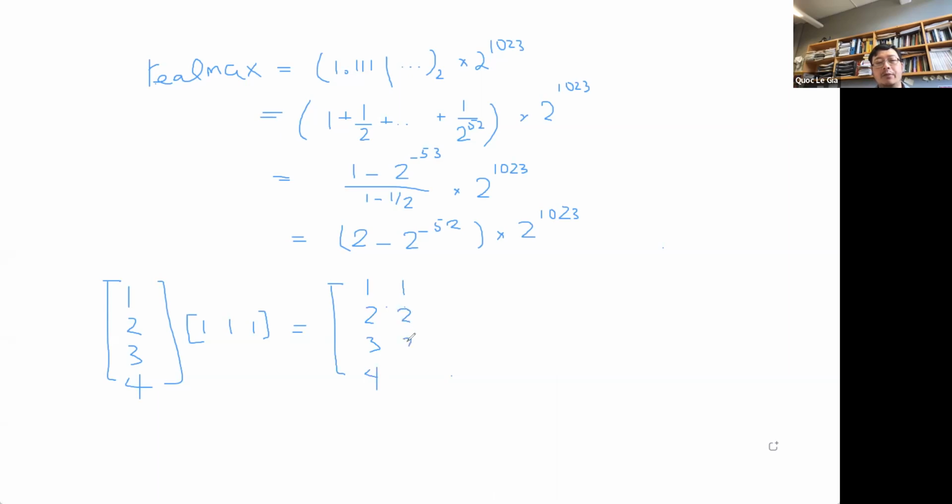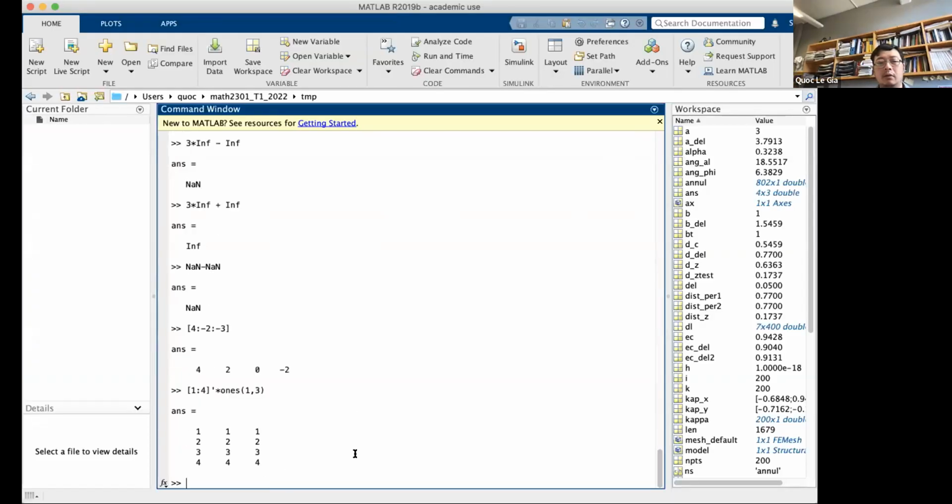So you got 3 identical columns, 1, 2, 3, 4. And Matlab has to be consistent with linear algebra. So the 4 by 3 matrix. So now if I go back to Matlab and I hit the button enter, then I should get this matrix.